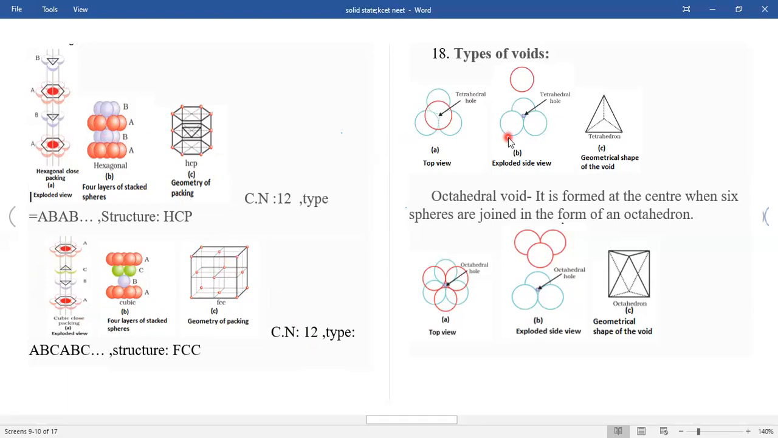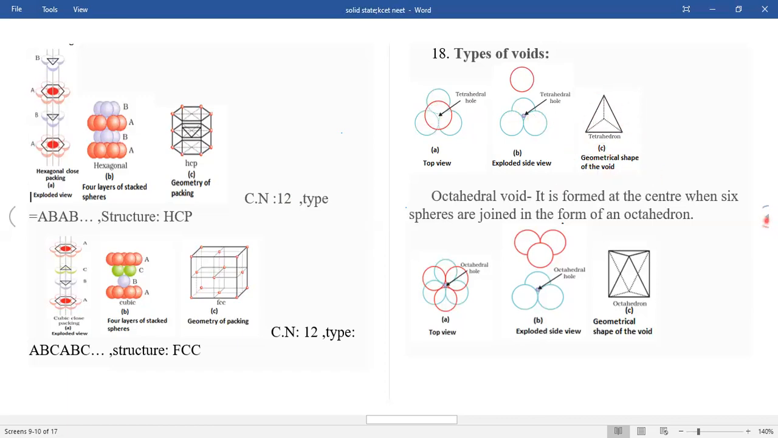Now come to the types of voids. What do we mean by voids? When we arrange these constituent particles, I can see some interstitial site or void or space over here. That is what we call a void or interstitial site. There are two types of void: one is tetrahedral void, one is octahedral void. How is an octahedral void formed? It is formed at the center when 6 spheres are joined in the form of an octahedron. How is a tetrahedral void formed? Three atoms, above which another atom is kept. That results in the formation of the shape of a tetrahedron.